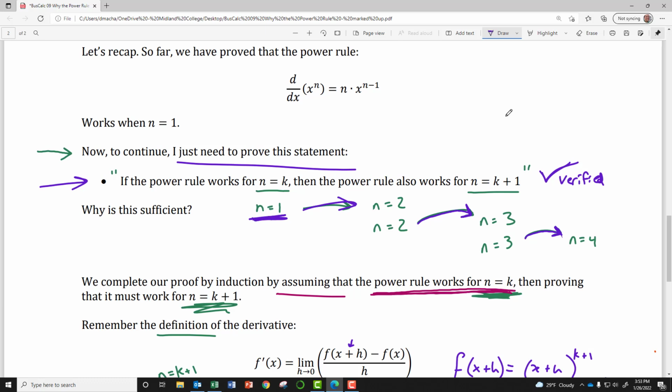Alright, so kudos to you if you stuck around to the end of the video, and hopefully this satisfies your curiosity about how we even know that the power rule works?